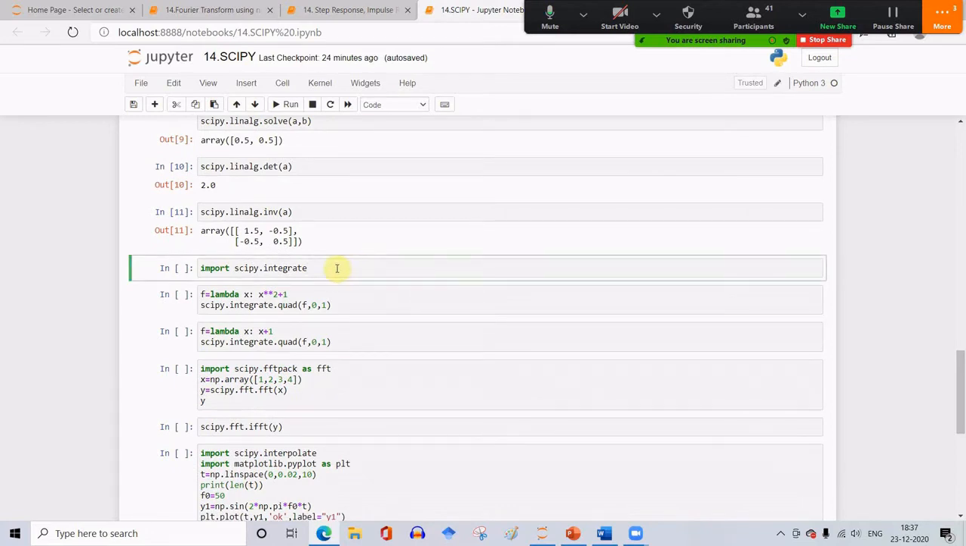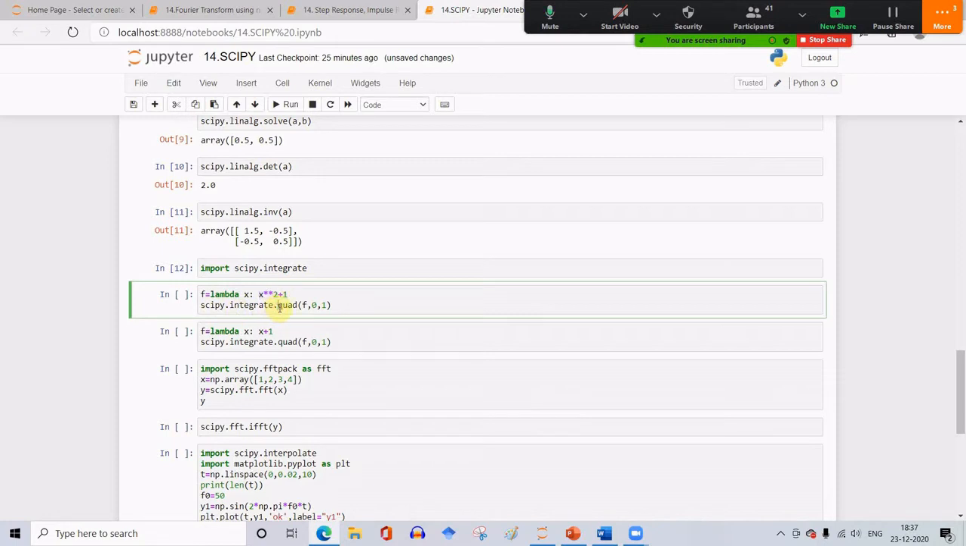Next, let us move on to demonstrate the SciPy.integrate subpackage. So for that, import the subpackage SciPy.integrate. So now I am integrating the expression x square plus 1. So that expression I am writing it as a lambda function. F is equal to lambda with the variable x. The expression is x square plus 1. Now I will give the command SciPy.integrate dot.